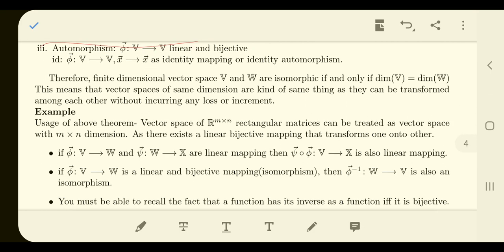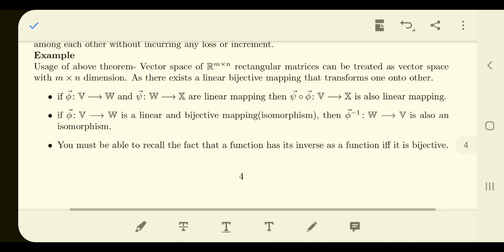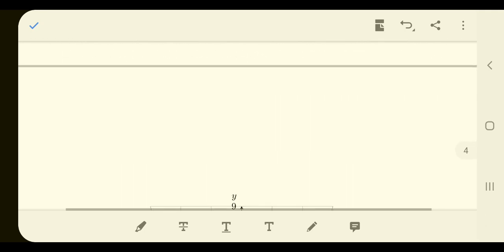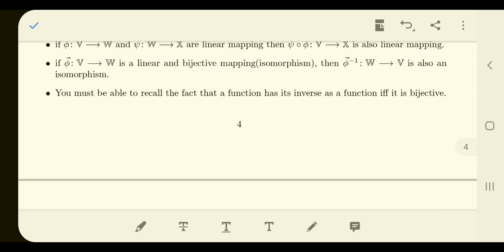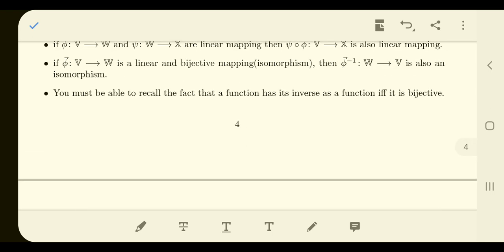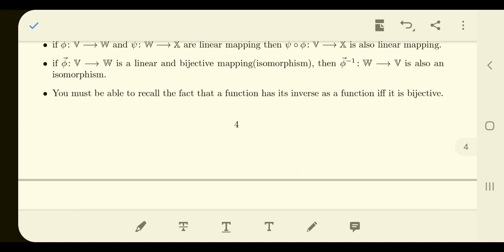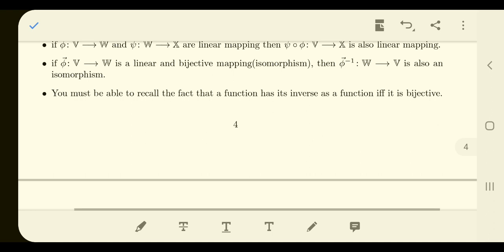So let us go with some more examples and try to see what it means to be a bijective mapping, or whether a mapping is bijective or not. Let us try to understand that, and then in the next part we will see how you can represent a particular linear mapping in matrix form.